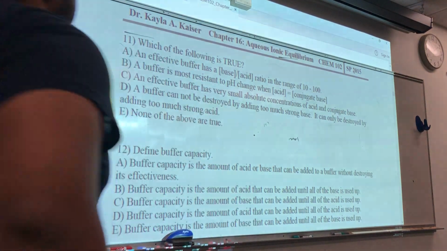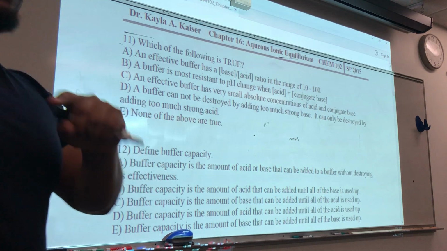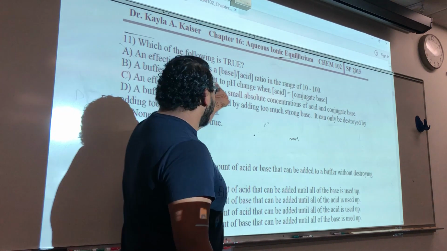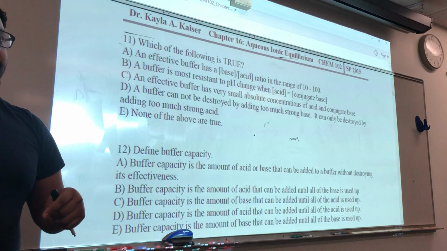A buffer is the most resistant to pH change when the acid is equal to the conjugate base. What do you guys think? A buffer is most resistant to pH change when our acid is equal to that of the base. Would the acid be added?